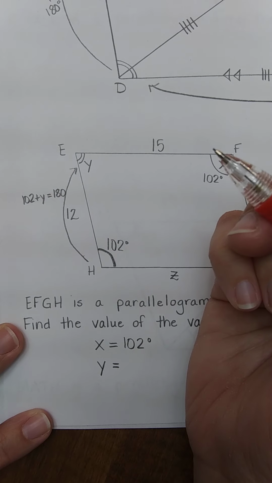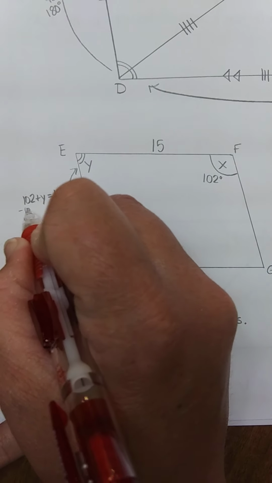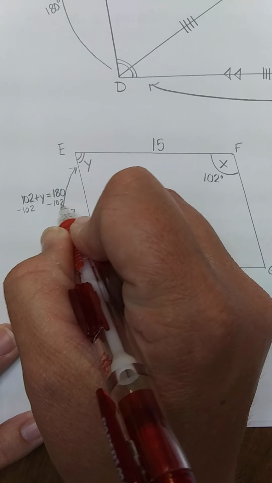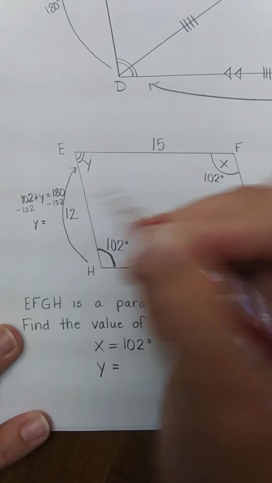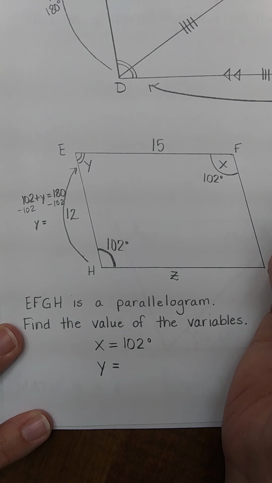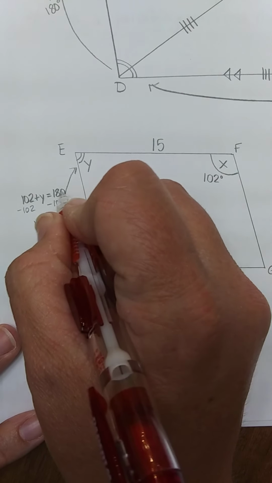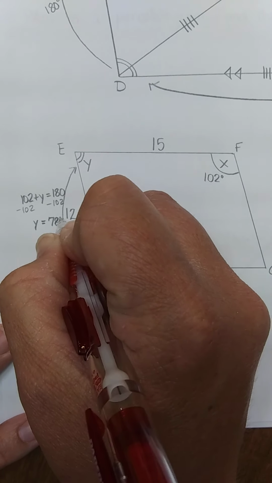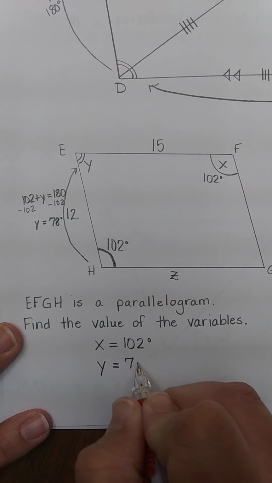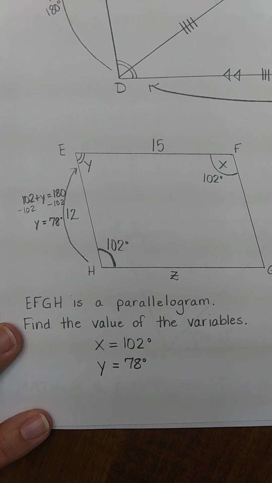So we are going to just subtract 102 from 180, which I know is what some of you were doing naturally, but just keep in mind sometimes it's easier to write an equation because you don't just have numbers there. So let's see, that would be 80 minus 2, so 78. So y is 78 degrees.